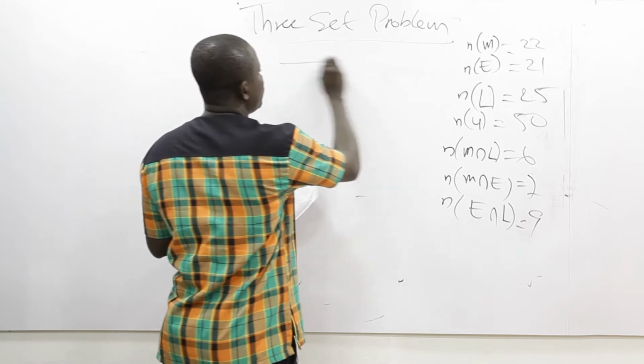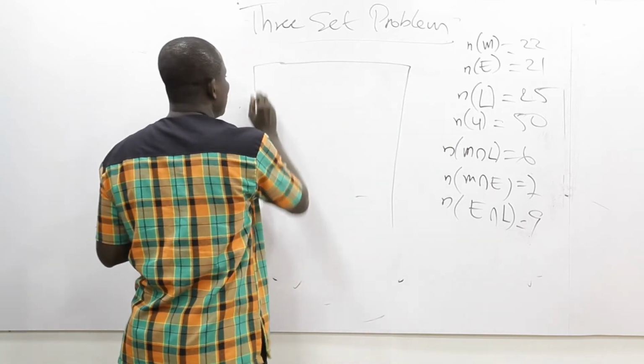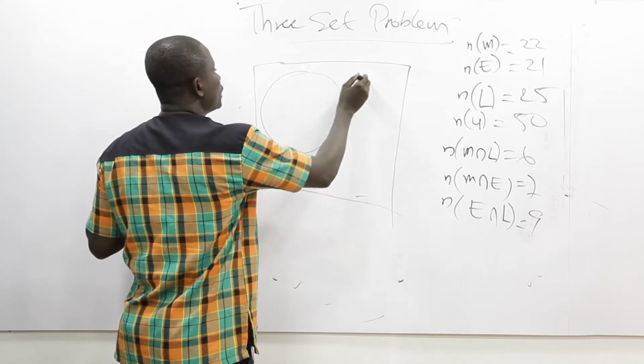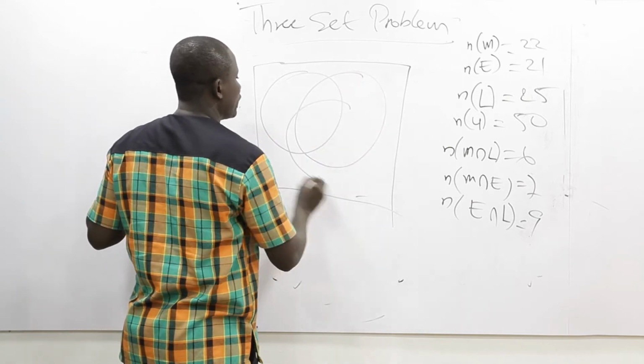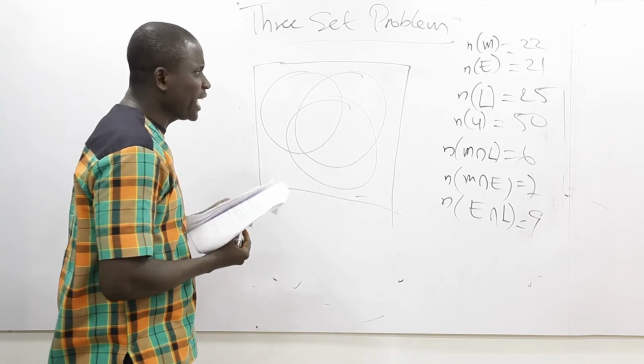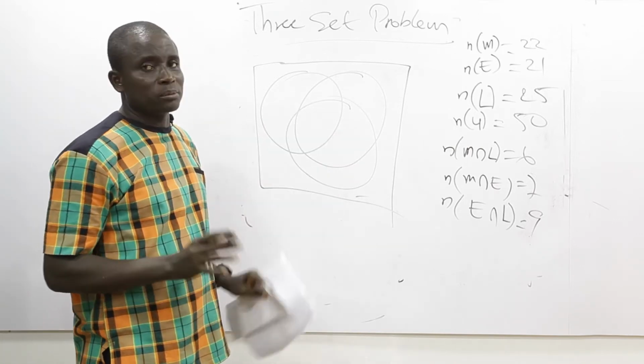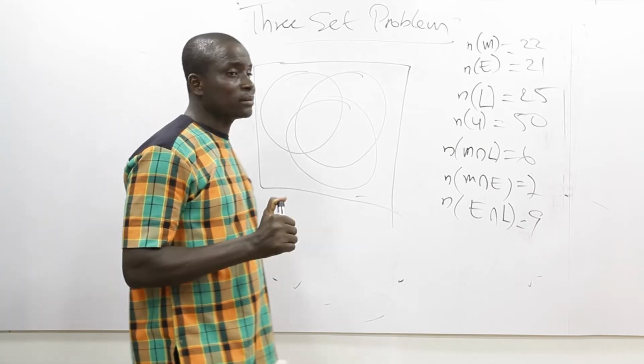So without wasting time, let us draw our Venn diagram. Then from there we can proceed, because the question says that we have to draw a Venn diagram for the above information. So I draw, as usual, this and that. Now, he's asking us to do something. Anytime you are solving a 3-set problem, there are certain key items that you have to look at.